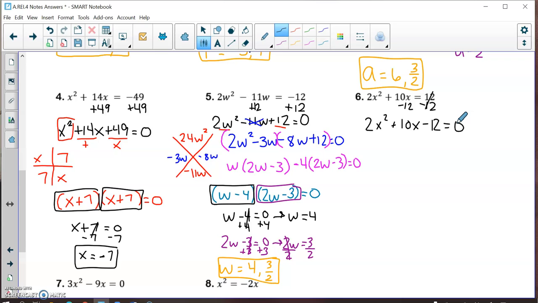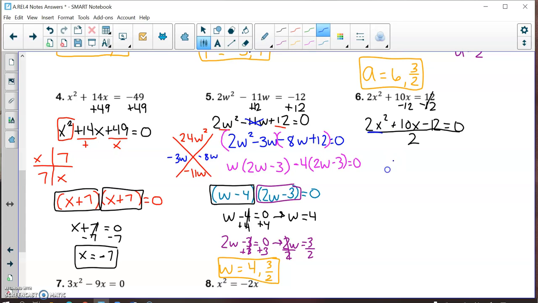All right, for this, we have a greatest common factor. That greatest common factor is 2. Now when we were factoring polynomials, we needed to factor out that 2. But when we're dealing with quadratic equations, we can actually divide our entire equation by 2, and it doesn't change the value of your equation at all. Dividing or multiplying an entire equation by something doesn't change the value of the equation. So I need to divide every term by 2.